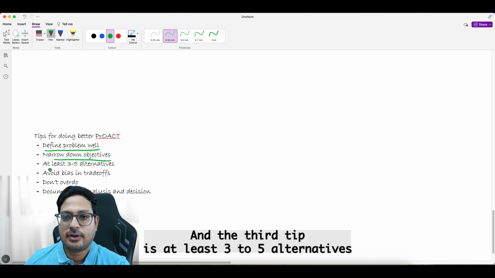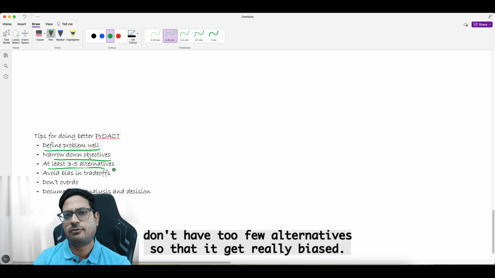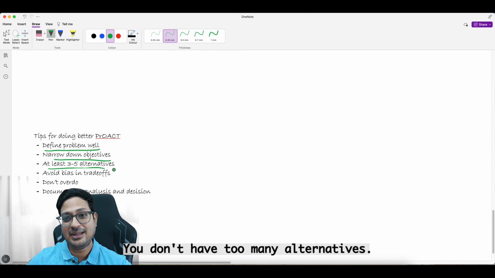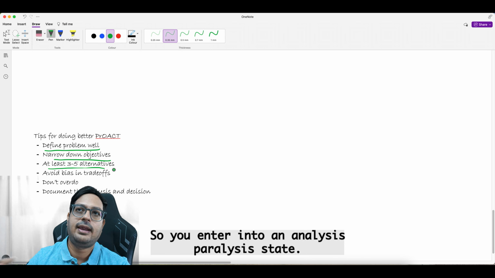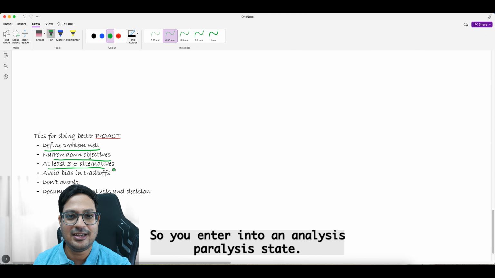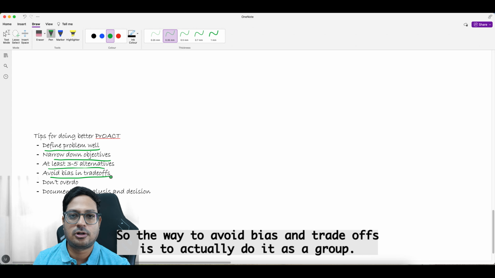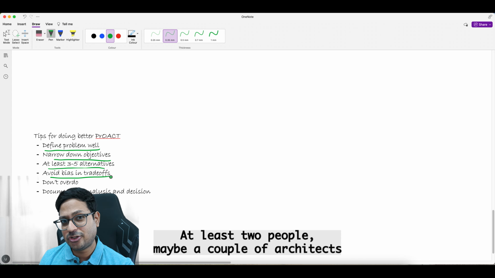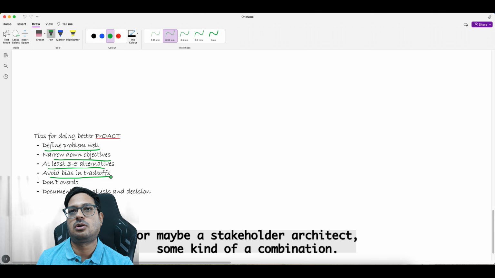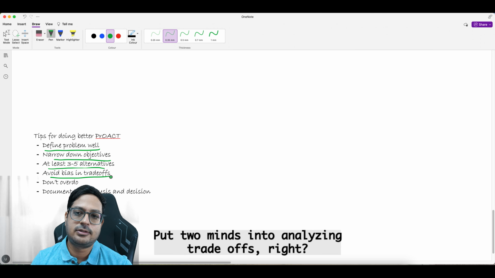The third tip is to have at least 3 to 5 alternatives. Don't have too few alternatives, so that it gets really biased. Don't have too many alternatives, so you enter into an analysis paralysis state. You don't want to be in that situation. And avoid bias in trade-offs. The way to avoid bias in trade-offs is to do it as a group, at least 2 people, maybe a couple of architects, or a stakeholder and an architect, some kind of combination. Put 2 minds into analyzing trade-offs.